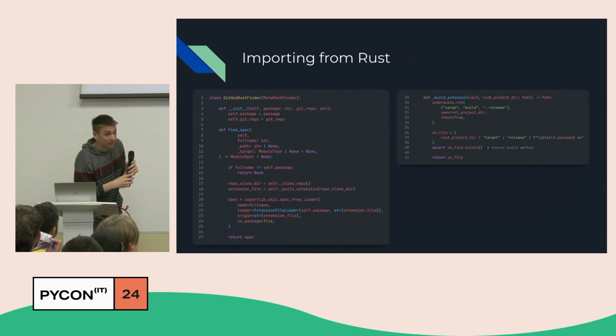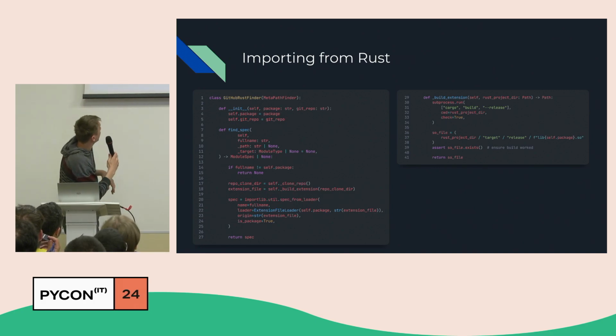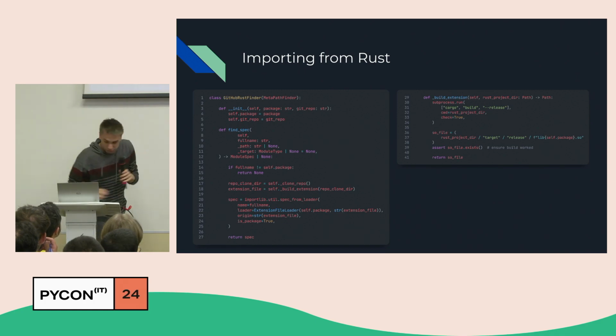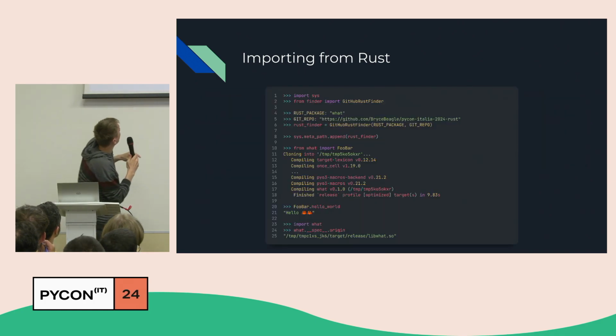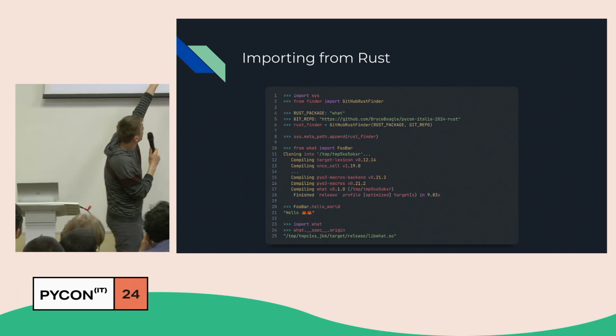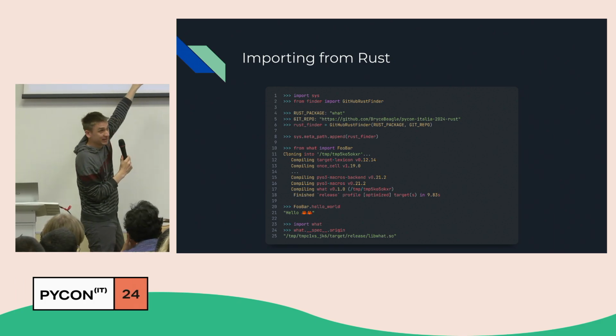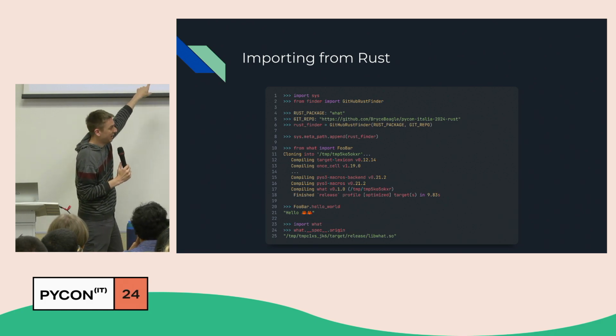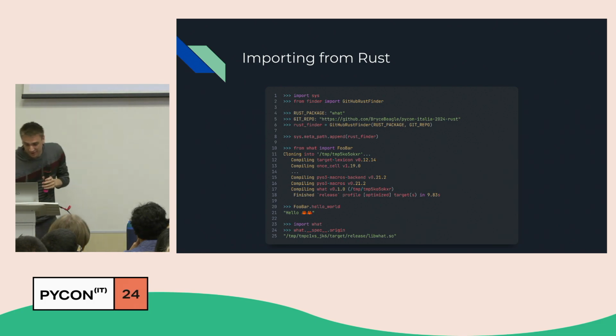All right, OK. Now, final example, we're going to import from Rust at import time. So in this case, we're going to register a GitHub Rust Finder with a package that I'm saying. So I'm saying for any package named what, check this Git repository for it and try to download it, build the Rust into a Python package, and then try importing it.